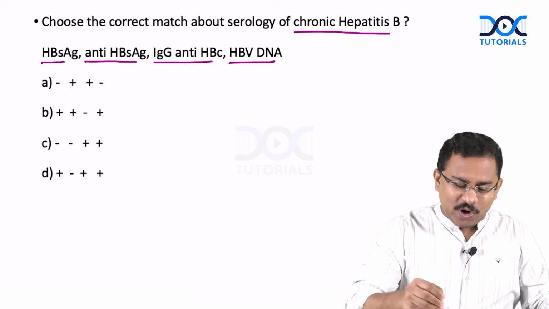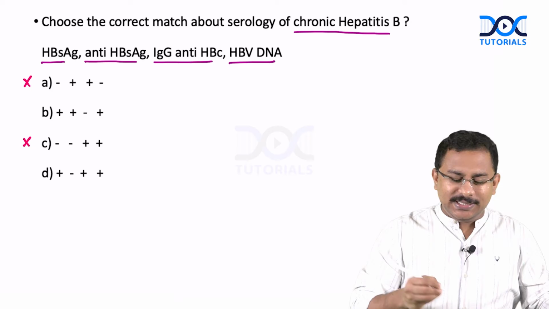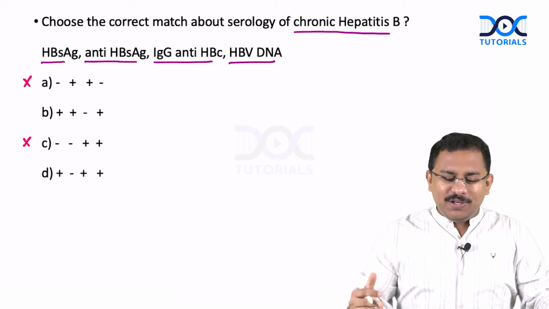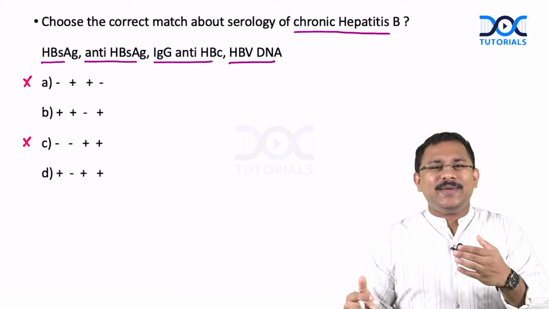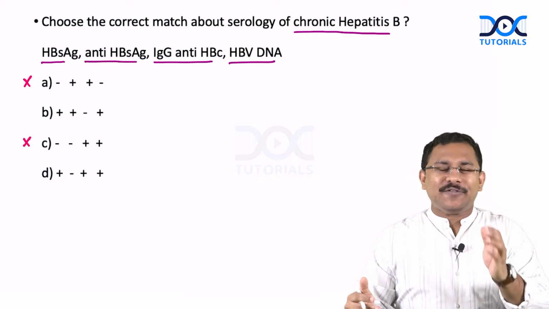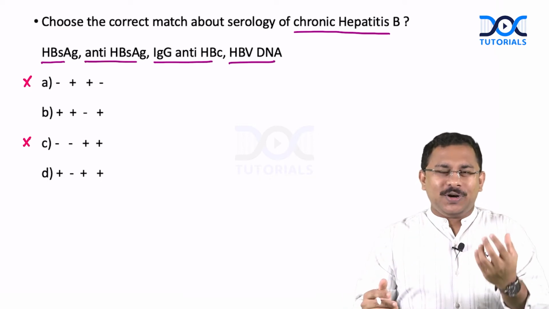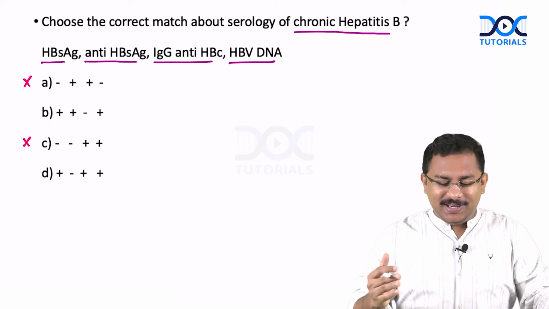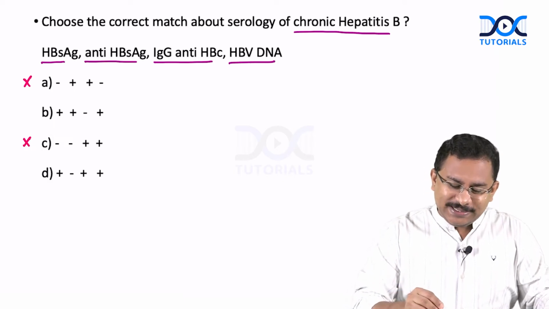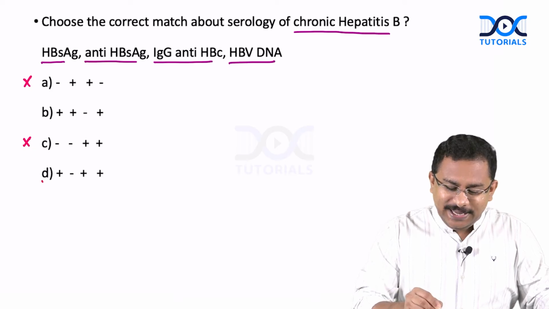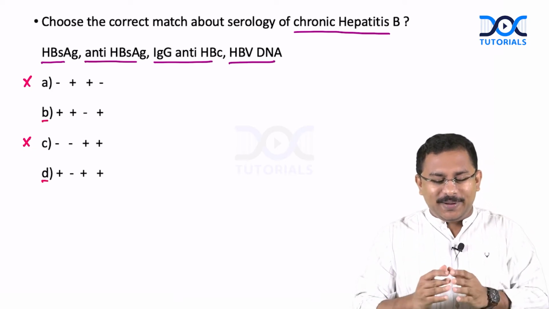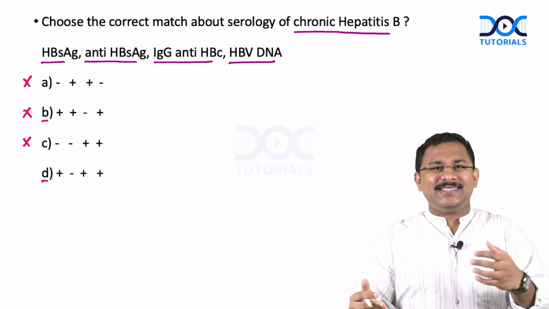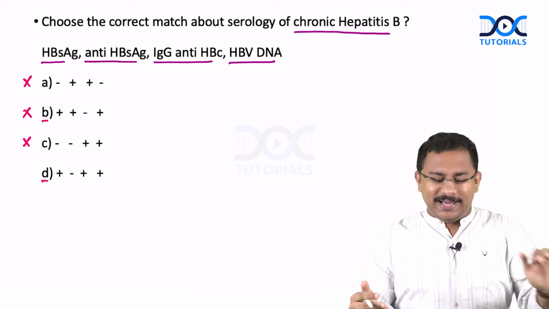In someone with HBsAg negative, you cannot go for a chronic hepatitis B diagnosis. So option A as well as option C, you can straight away rule out, because in them HBsAg is negative. Now coming to anti-HBsAg. Anti-HBsAg is a protective antibody. In case of chronic hepatitis B, you will not have the protective antibody developing, so the anti-HBsAg will be negative. So option B, where anti-HBsAg is positive, is definitely not going to be the answer.